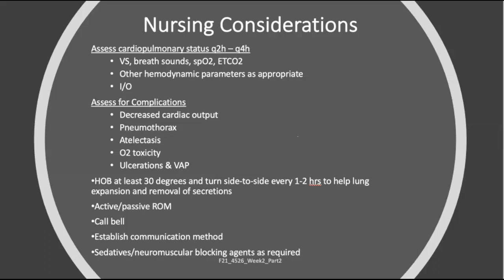Active and passive range of motion are really important because they are on bed rest. Call bell in reach if the patient is awake. Establish a communication method with the patient. Obviously they cannot talk, so that's through a whiteboard, a chalkboard, maybe a list of things on a piece of paper that the patient may be asking for: having pain, need to be suctioned, anxious. And then to be giving sedatives. And sometimes we give a neuromuscular blocking agent if the patient is very anxious and restless.